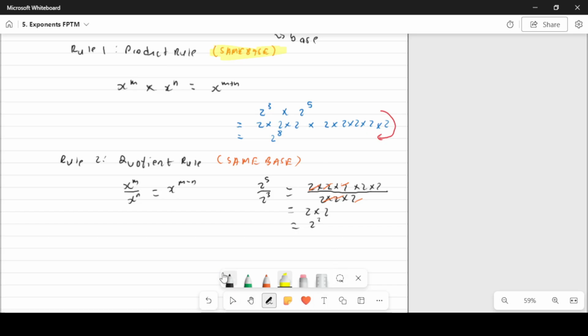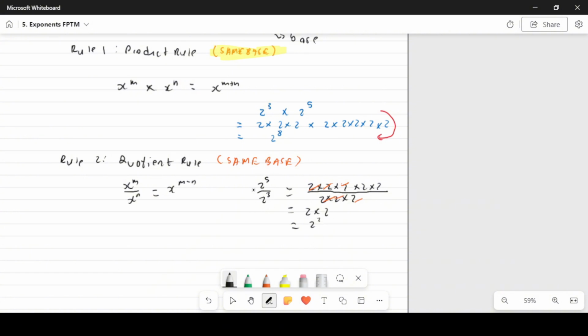Let me expand this. If you have 2 to the power 5 in the numerator and 2 to the power 3 in the denominator, so 2 to the power 5 will be 2 multiplied by itself 5 times. 2 to the power 3 will be 2 multiplied by itself 3 times. Because the numerator and denominator have common terms, we can start cancelling them. How many can we cancel? 3. Because we have 3 2's at the bottom in the denominator. So that leaves us with 2 times 2. And if you have to put that in exponential form, it'll be 2 squared.